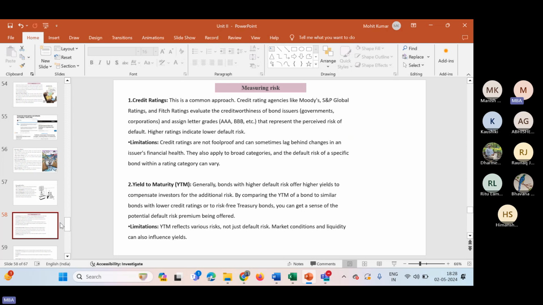Now, how do you measure this credit risk? Sorry, this default risk. There are many ways of measuring this risk. The first thing is credit rating. This is the most common approach, as I discussed. Based on credit rating, you may assume how the company is doing. As I said, there are different ratings: AAA, triple B, C, BB, B plus, A plus, and so on. You can actually get some sense.